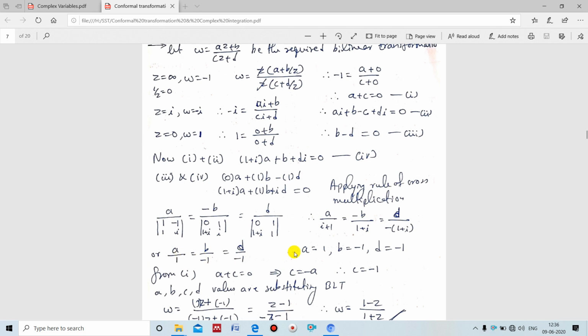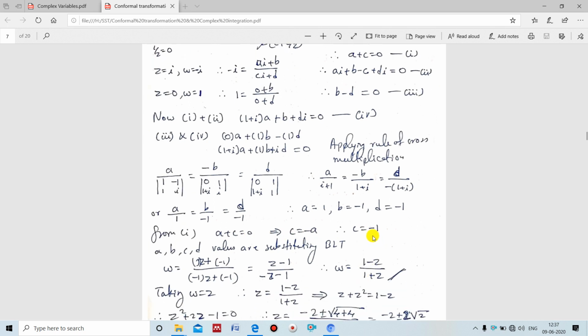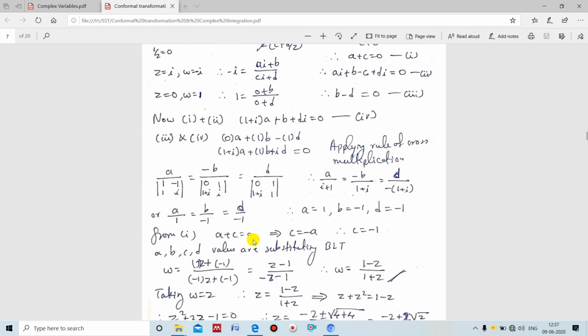Therefore a is equal to 1, b is equal to minus 1, d is equal to minus 1. We know three unknowns, we can find the fourth unknown. Either put a, b, d here, we get 4 unknowns, or put here a value, we get the third unknown, that is from a plus c is equal to 0, c is equal to minus a, therefore c is equal to minus 1.